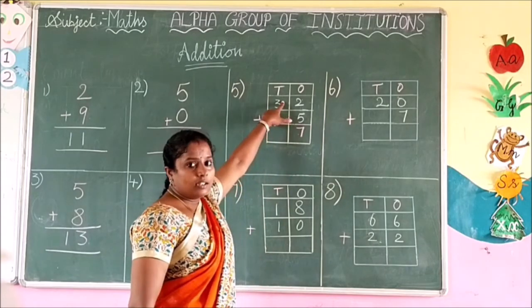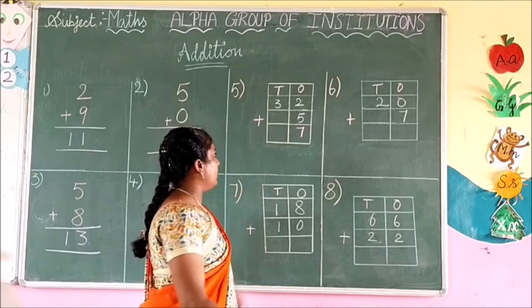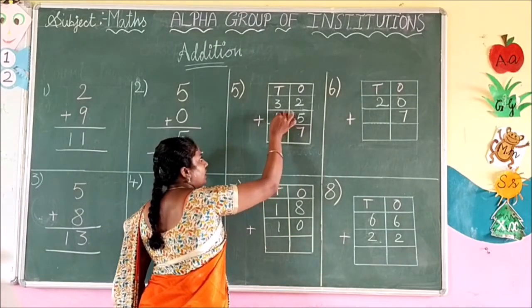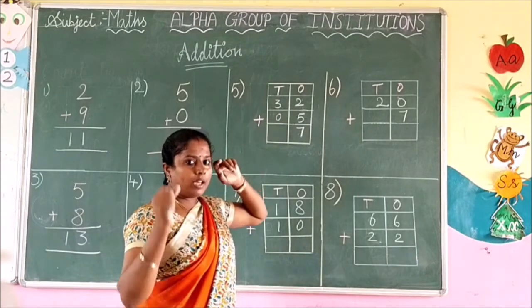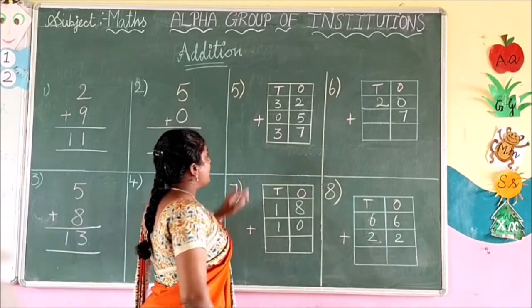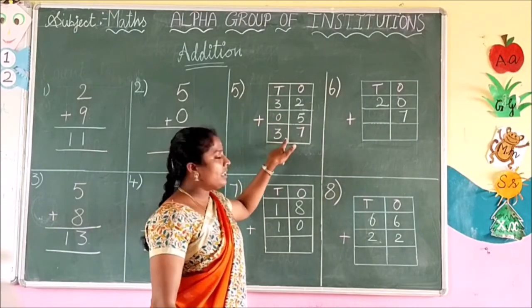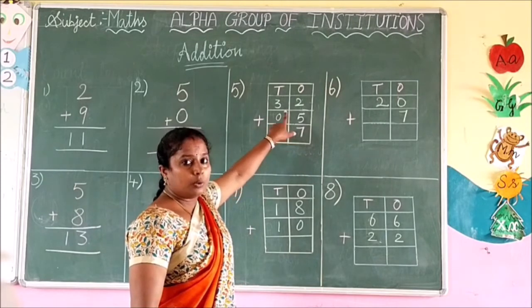Next, in 10's place, there is no number. So 3 plus what? Nothing. You can consider that 0 is available. So 3 plus 0. 3 in the mind, 0 in the finger. 3 plus 0, 3. So what is the answer? 32 plus 5, we get 37 as the answer. This is the way of adding a 2-digit number.